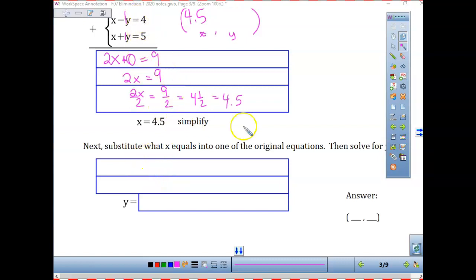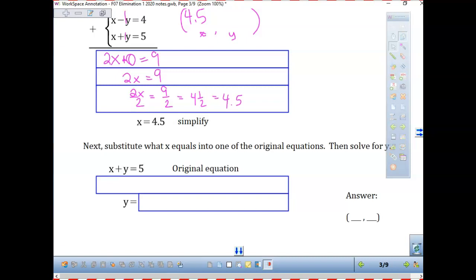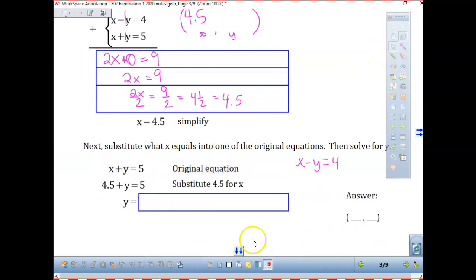So which equation do we want to use? Here it doesn't really matter if you use the first one or the second one because one of the variables isn't there. But I'm going to go with the second one because the x and y are both positive. Would it matter if I chose the other one? No. If I wanted to choose x minus y equals 4, I could. So what am I replacing x with? 4.5, right? So I'm going to plug in 4.5 plus y equals 5. If I had used the first equation, I would have had 4.5 minus y equals 4.